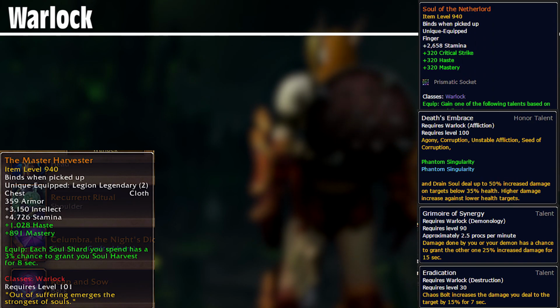Warlocks will receive the Master Harvester for their chest. With this, each soul shard spent has a 10% chance to grant Soul Harvest for 8 seconds. The class ring for Warlocks is called Soul of the Netherlord. Depending on your spec, you'll either get Death's Embrace, Grimoire of Synergy, or Eradication. And while that's it for Warlocks, you can probably count on more legendaries to come for them in a future build.